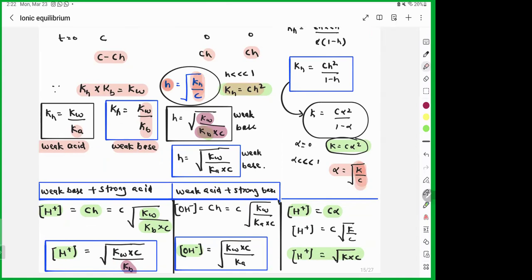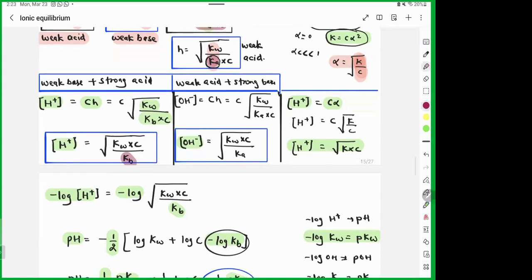So Kh value for weak base is Kw by Kb. For weak... see, we made a mistake. This is weak acid. For weak acid, it will be Kw by Ka. Only difference is in the second situation you have Ka and in the first situation you have Kb. Everything else is exactly same.